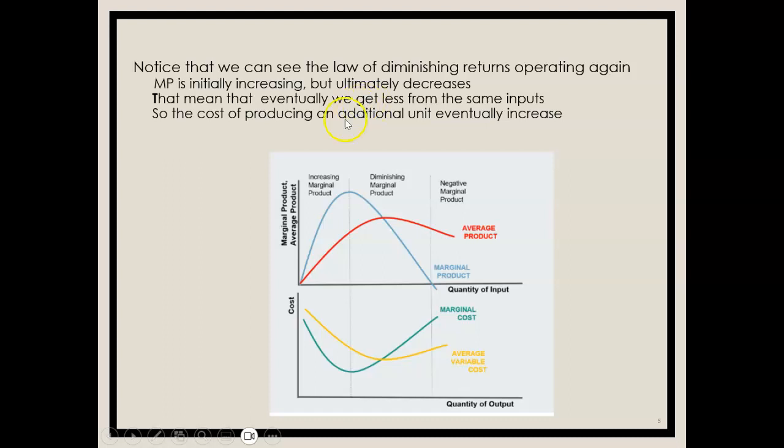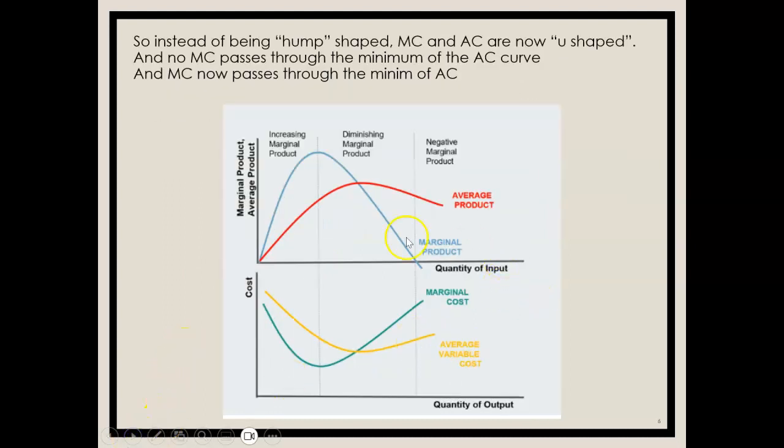Once again, we have marginal product increasing and ultimately decreasing, and we have marginal cost decreasing and ultimately increasing, because eventually we get less from the same inputs, so the cost of producing an additional unit goes up. Hump-shaped product curves, U-shaped marginal and average cost curves. And once again, you go through the peak of the average product and the bottom of the average cost curve.